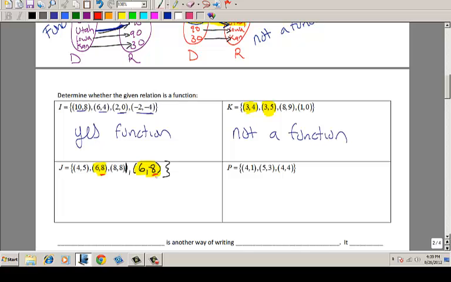So just because your input value repeats doesn't mean that you're not a function. Only when your input value repeats and is something different for your output value are you not a function. So J down here is a function. Our last one, relation P, we have repeated inputs with different outputs, so we are not a function.